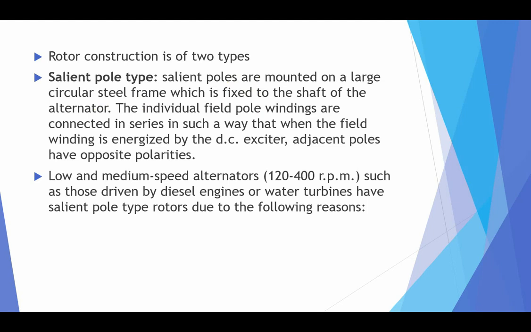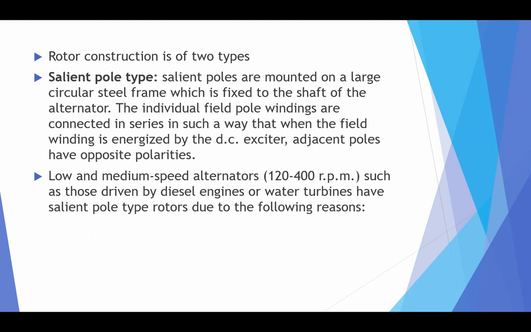The individual field pole windings are connected in series in such a way that when the field winding is energized by the DC exciter, adjacent poles have opposite polarities. Salient pole type rotors are used for low and medium speed alternators, that is 120 to 400 revolutions per minute, such as those driven by a diesel engine or water turbine.